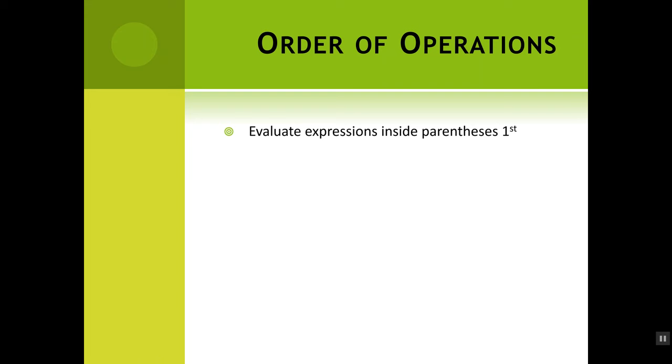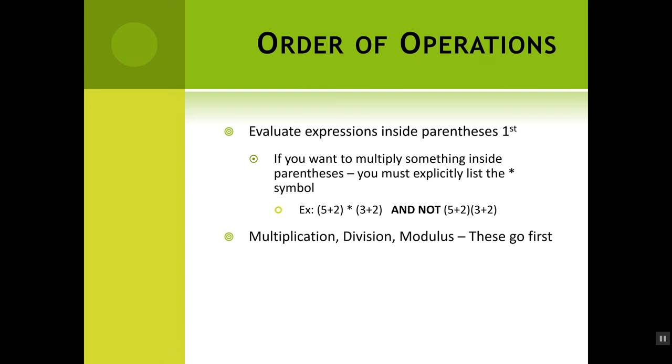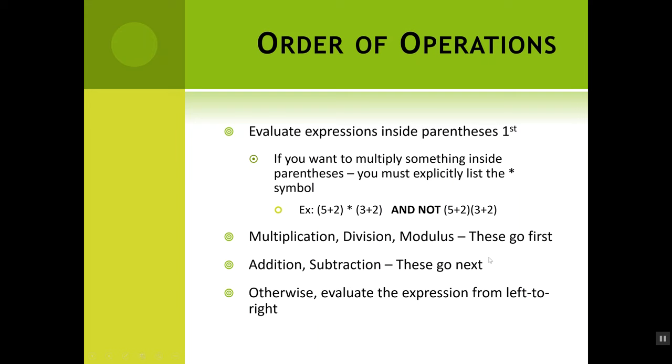Just like you do in math when you're solving it on a piece of paper, order of operations apply. So the first thing the computer evaluates is the stuff in parentheses. Then, and this is just a note, if you want to multiply two things in parentheses, you can't just put them next to each other like you would if you were writing out a math problem on a piece of paper. You actually have to put the multiplication sign in between. It has to be explicit. So it should look like this, 5 plus 2 in parentheses times 3 plus 2. It can't look like the version without the sign, even though as a human who's reading it, I know what that means. The computer does not. After parentheses, it does multiplication, division, and modulus as the first things, then addition and subtraction, and then otherwise you just go from left to right.